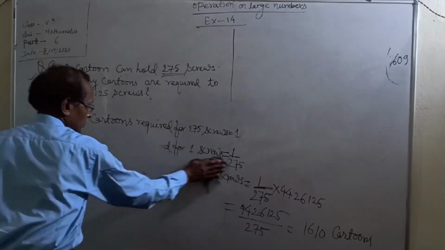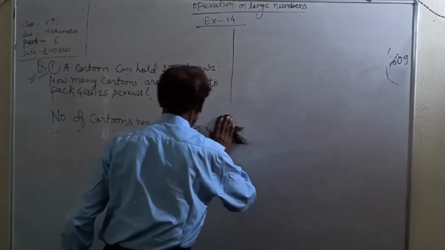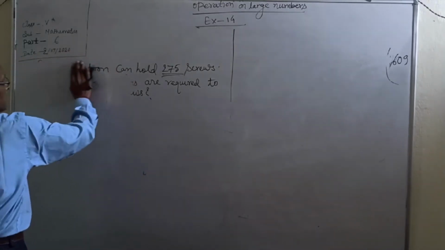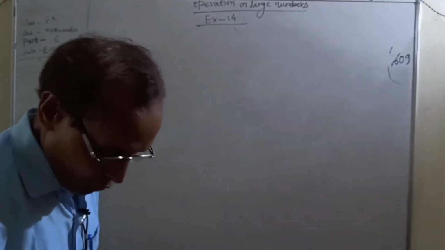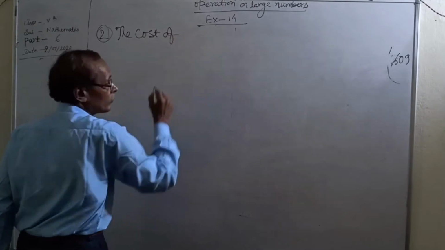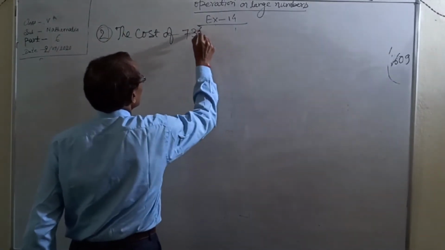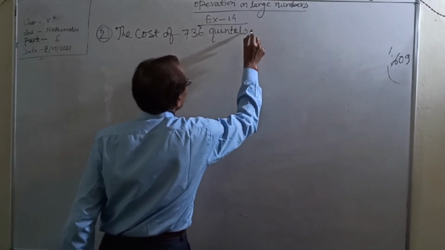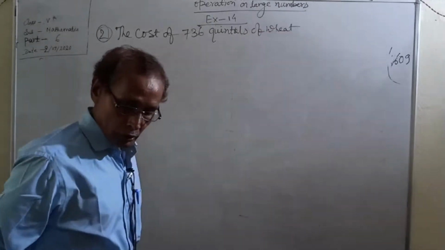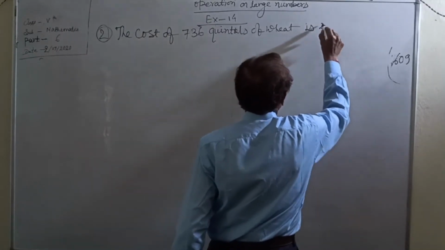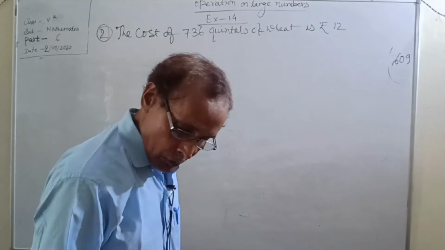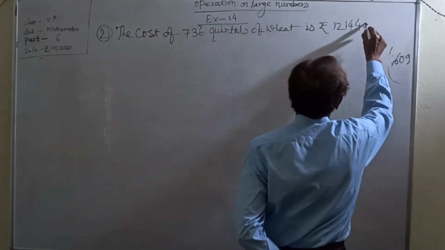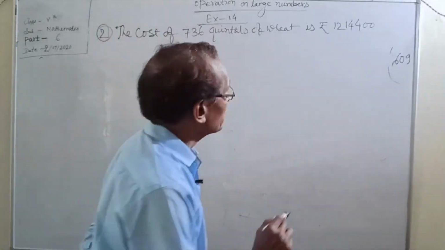In the next question, exactly follow the process. The thing is how to write the statement. I am doing the next question. The cost of 736 quintals of wheat is rupees 12 lakh 14,400.